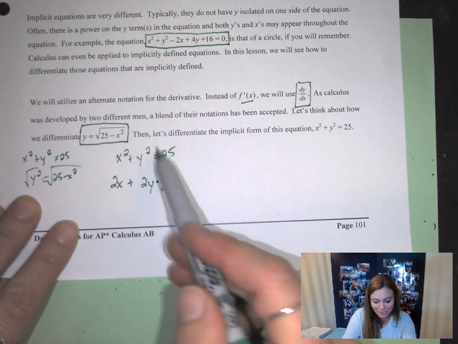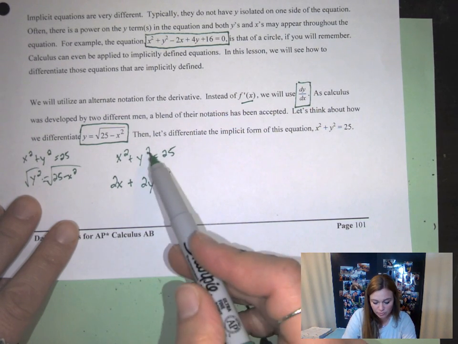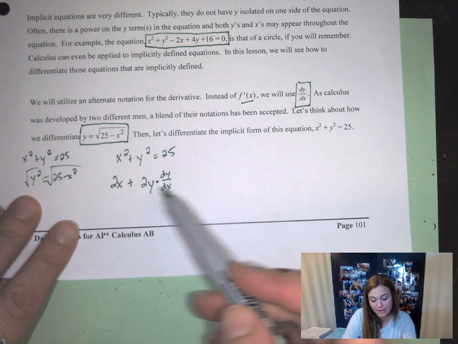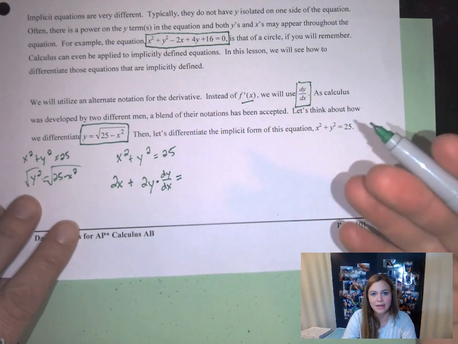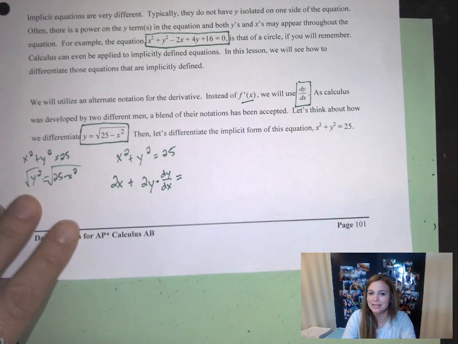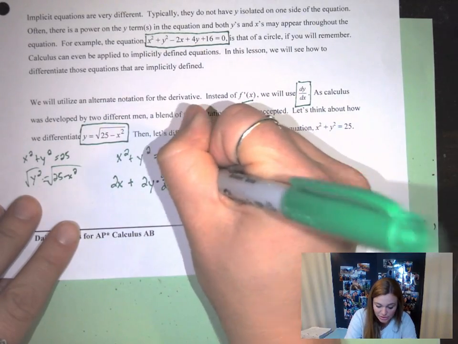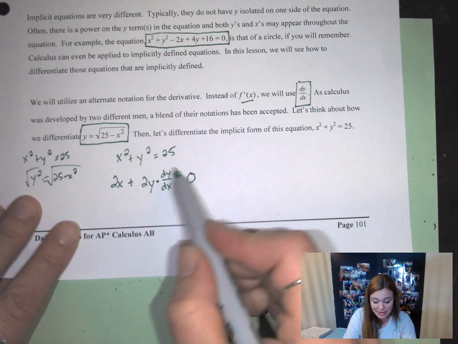I'm taking the derivative of the outside, leaving the inside alone. So this would be 2y times the derivative of the inside. The derivative of y is dy dx. That's the trickiest part. Anytime that you have a y, you have to multiply by dy dx. That's another way to remember this. The derivative of 25, any number, is 0. And now what I'm going to do is I'm actually going to solve this and get dy dx by itself.